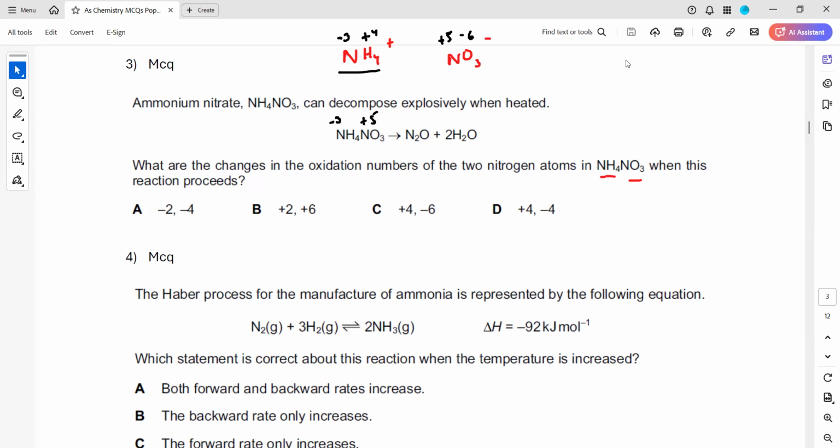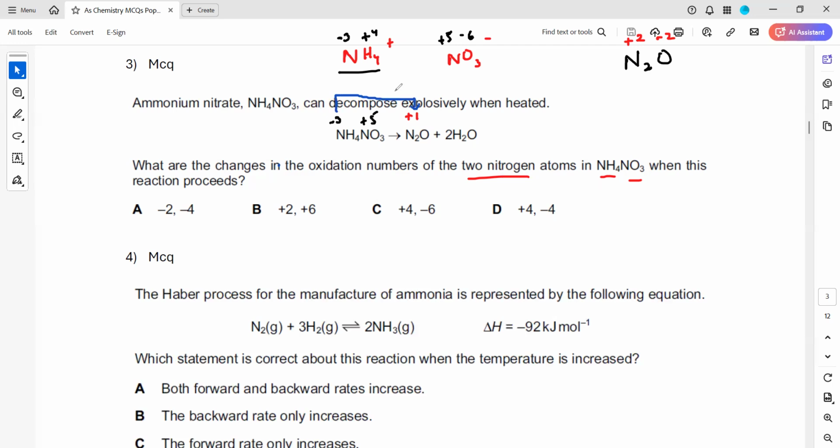But when it forms the compound N2O, what is the oxidation number? Each oxygen is -2 here. Because overall it's a neutral compound, the two nitrogens together should be +2. So if the two are +2, each N is +1. Now, what are the changes in oxidation number for the two nitrogen atoms? It was -3 and becomes +1.